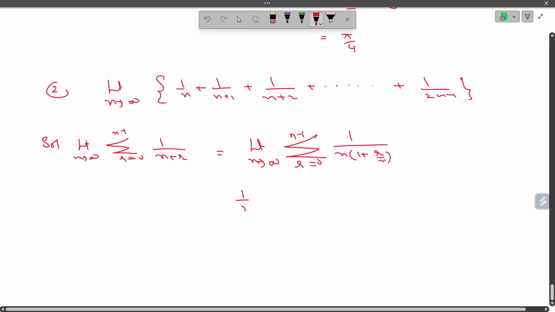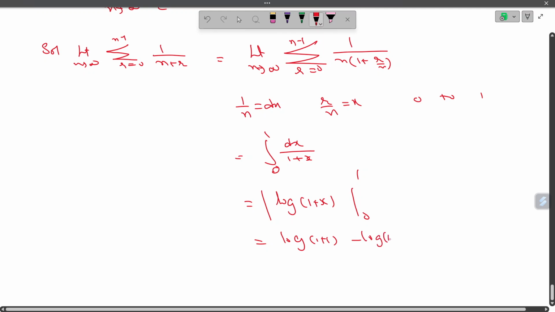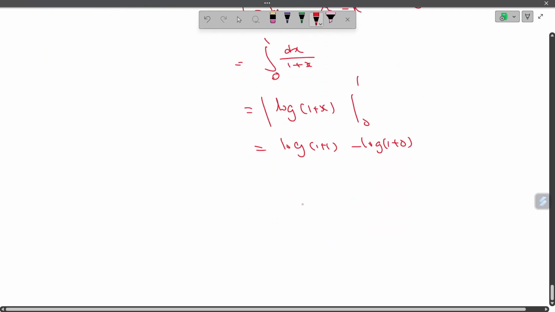Now what are our adjustments? 1 by n equal to dx, r by n equal to x, and the limit of integration is 0 to 1. So this will reduce to integration 0 to 1 of dx by 1 plus x. The integral of dx by 1 plus x is log of 1 plus x, upper limit minus lower limit. Log of 1 plus 1 minus log of 1 plus 0, so this is log 2 minus log 1. Log 1 is 0, so the value is just log 2.